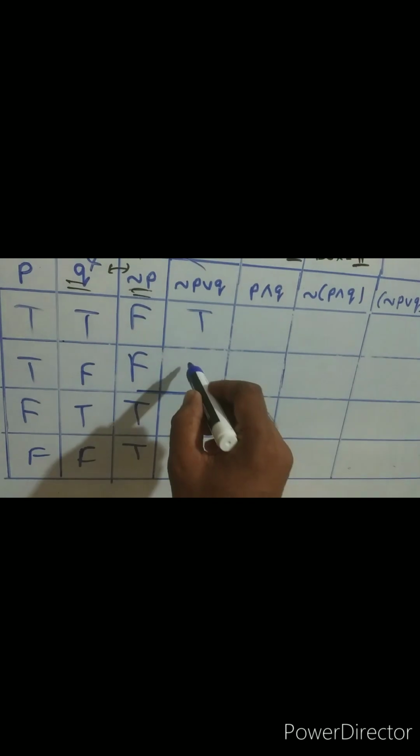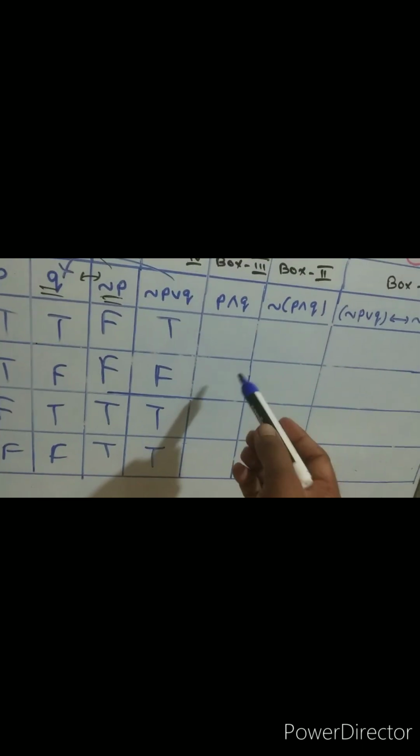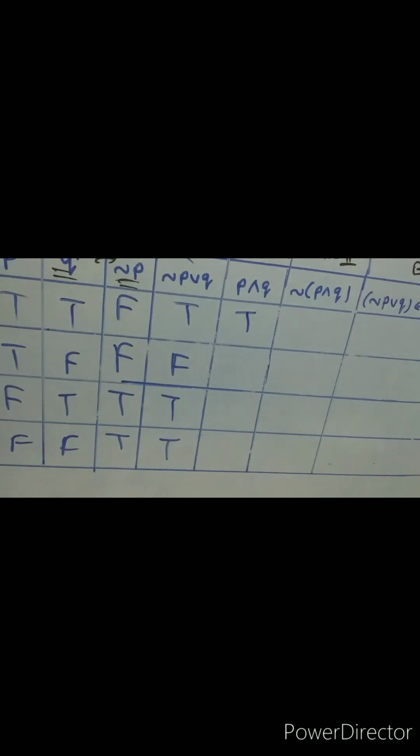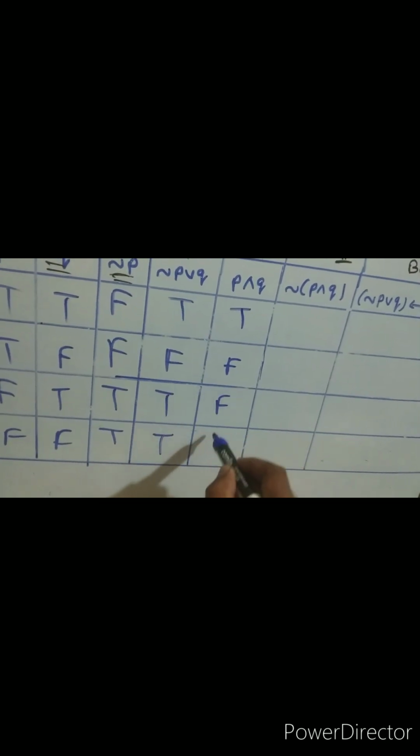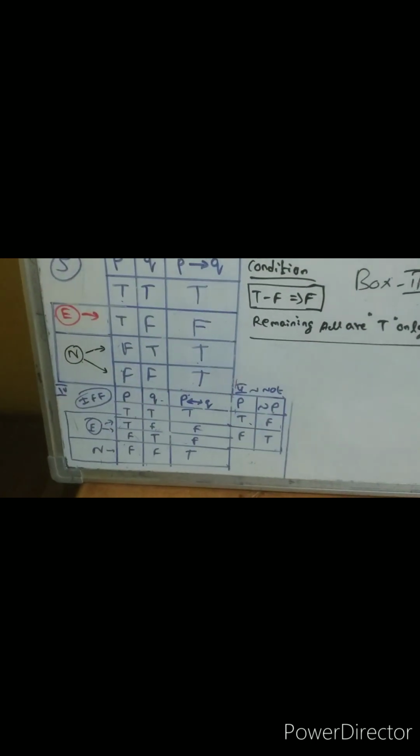T, F, T, T. Next, T, F, F, F. Next, F, T, T, T. Next, F, F, T, T. We have the or formula, that is formula number 2, and the if then formula, that is formula number 4. In the same way we have to fill up and complete problem number 2.